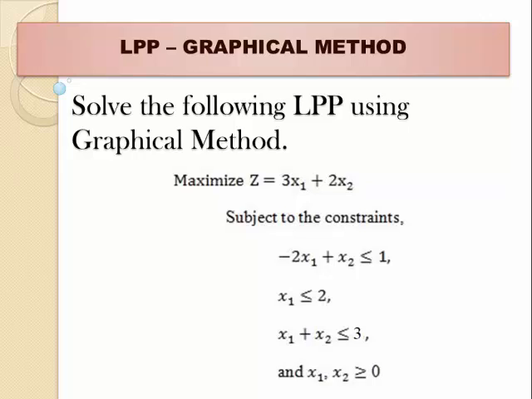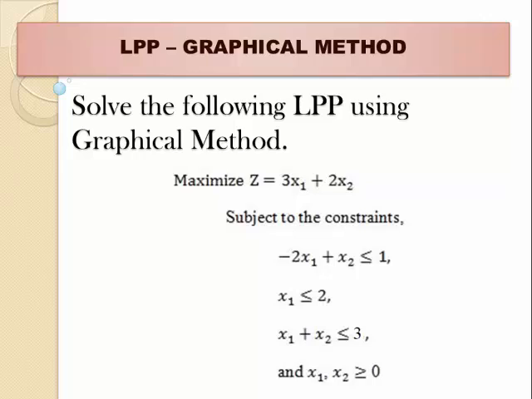To maximize z = 3x1 + 2x2 subject to the constraints -2x1 + x2 ≤ 1, x1 ≤ 2, x1 + x2 ≤ 3, and the non-negativity constraints x1 and x2 should be greater than or equal to 0. So here there are two variables, x1 and x2, the decision variables, because these two variables will decide the objective function value z.